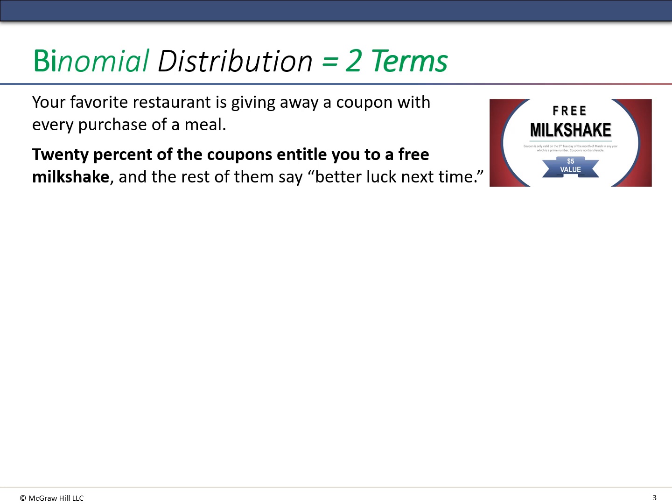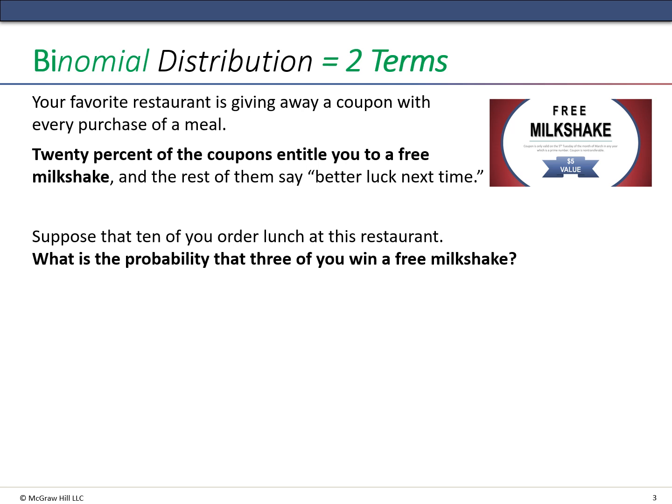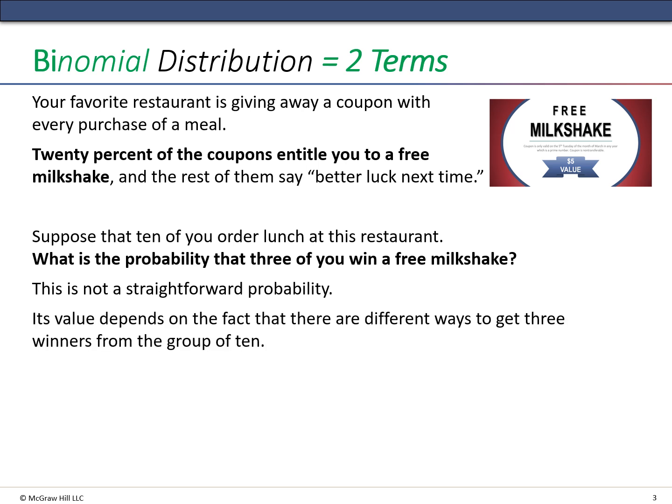Your favorite restaurant is giving away a coupon with every purchase of a meal. 20% of the coupons entitle you to a free milkshake, and the rest of them say, better luck next time. Suppose that 10 of you order lunch at this restaurant. What is the probability that 3 of you will win a free milkshake? This is an example of a binomial probability. And it's not a very straightforward probability, but it's one of the most powerful in statistics.